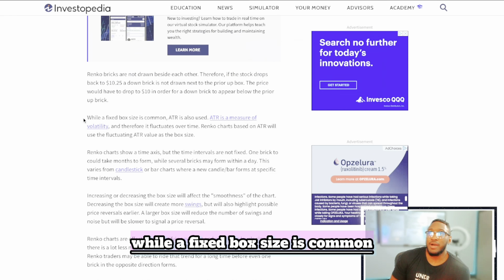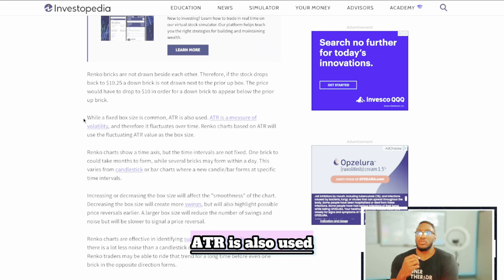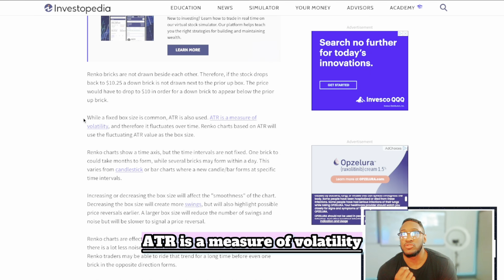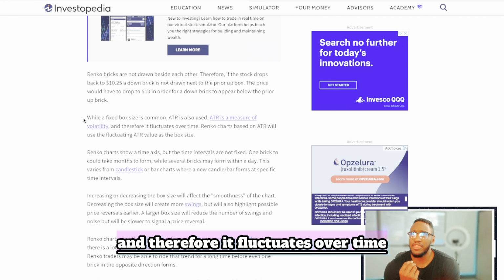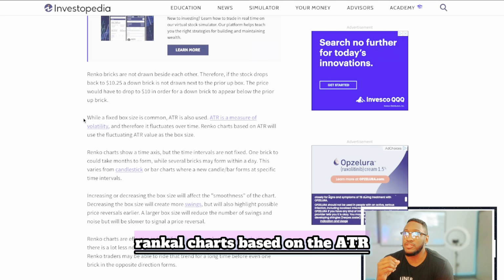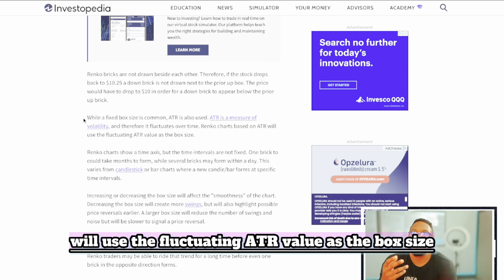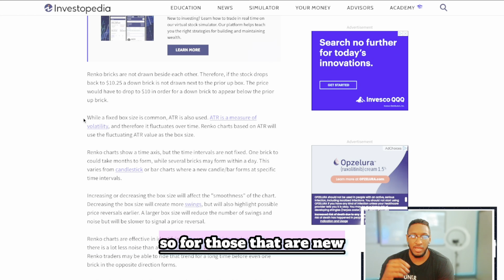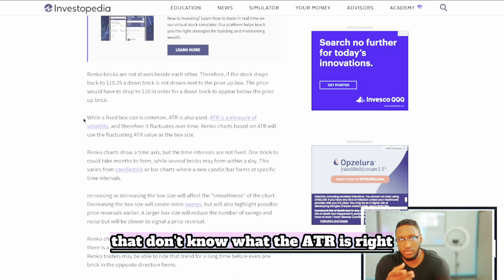While a fixed box size is common, ATR is also used. ATR is a measure of volatility, and therefore it fluctuates over time. Renko charts based on the ATR will use the fluctuating ATR value as the box size. So for those that are new that don't know what the ATR is, right?